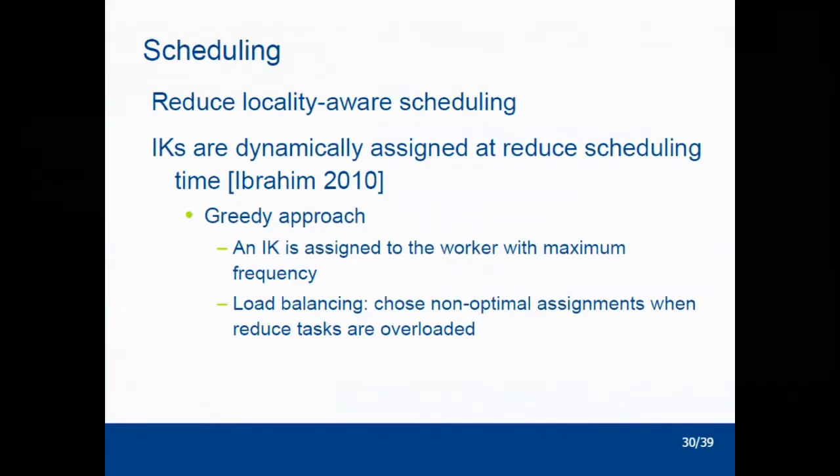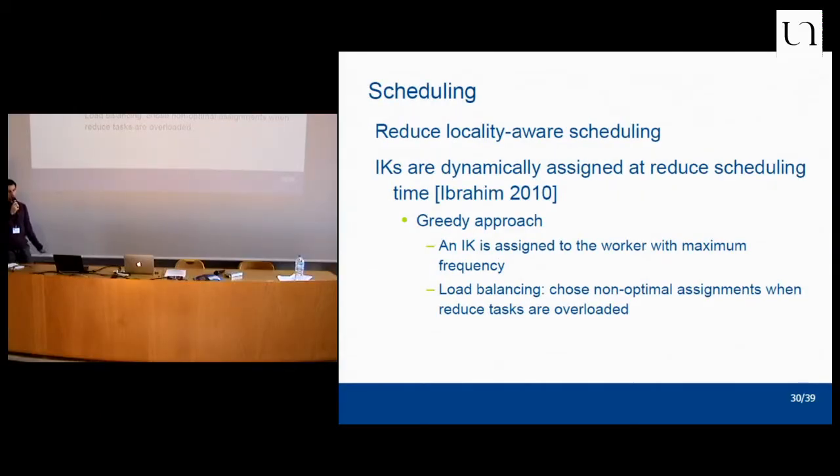Finally, we have to change the scheduling mechanism of MapReduce. So something which we call reduce locality-aware scheduling, and what we do is we use the approach that was given in this work, in which intermediate keys are assigned to the reduce task that is going to be scheduled in the node which produces this key with higher frequency.